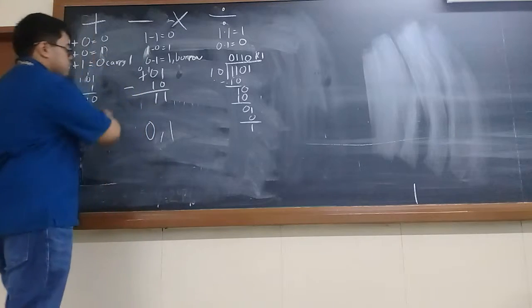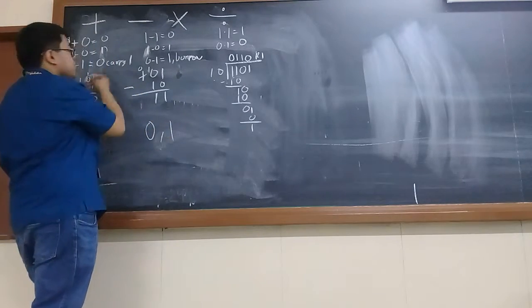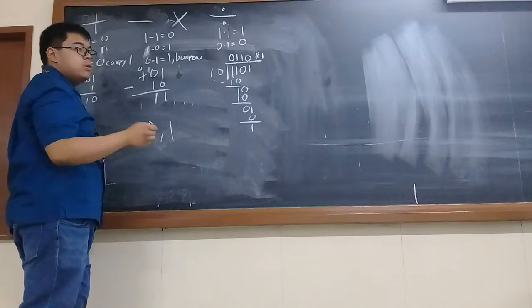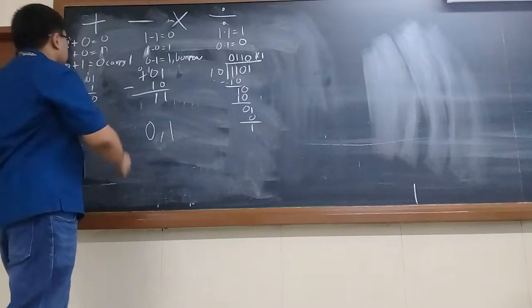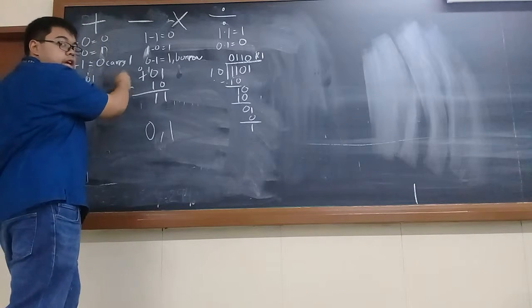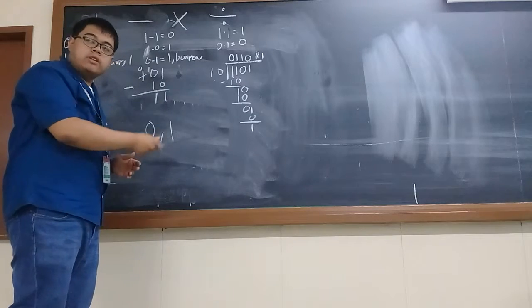For addition, as you can see, 0 plus 0 is still 0, and 1 plus 0 equals 1. Now, what happens if you add 1 and 1 together? There's no 2 here, so you instead have 0 and carry the 1, like when you add 9 plus 1 to make 10: you carry the 1 and write the 0.